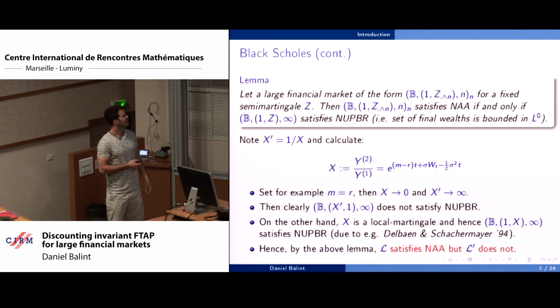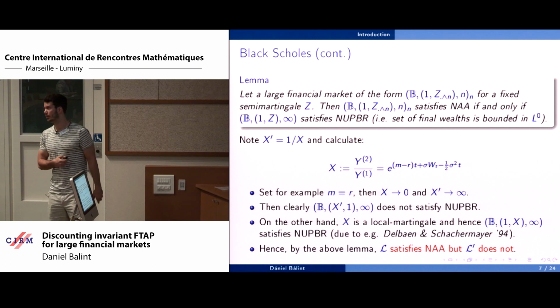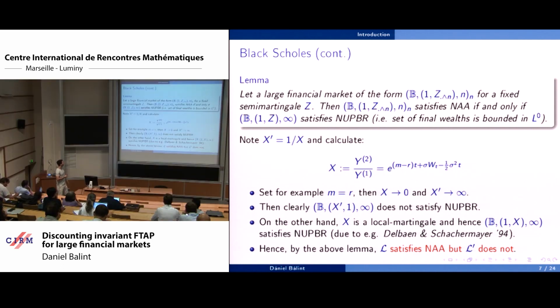Now, what we see is we first observe this small result that a large financial market of the form introduced above satisfies NAA, so no asymptotic arbitrage, if and only if the corresponding small market, so we just simply take asset price processes before and the infinite time horizon, satisfies NUPBR. So NUPBR is just that the set of final VAS is bounded in L0.